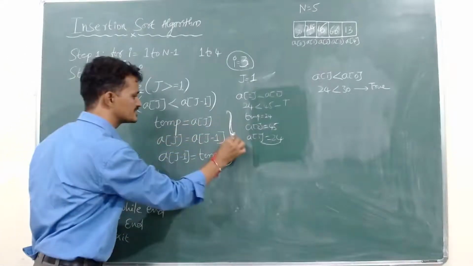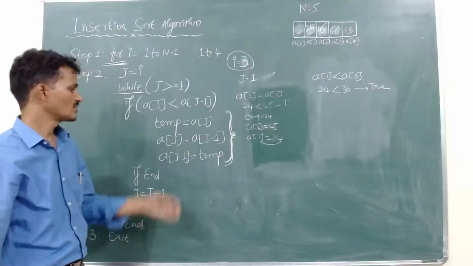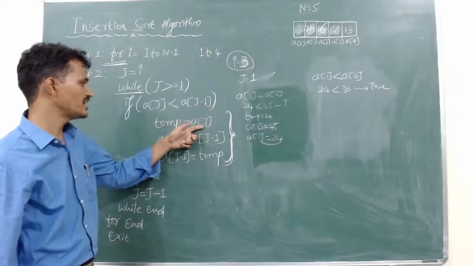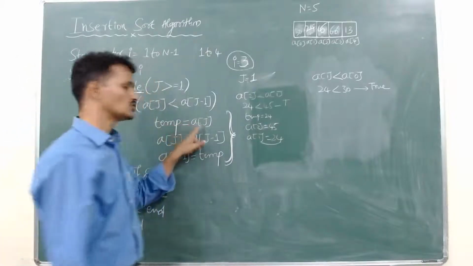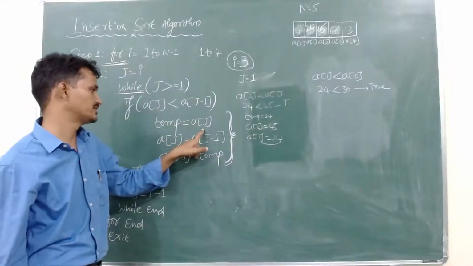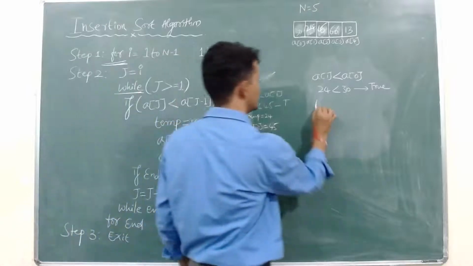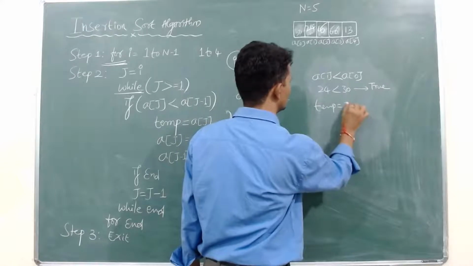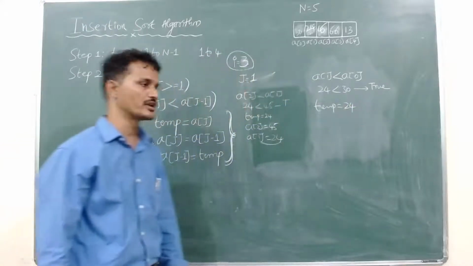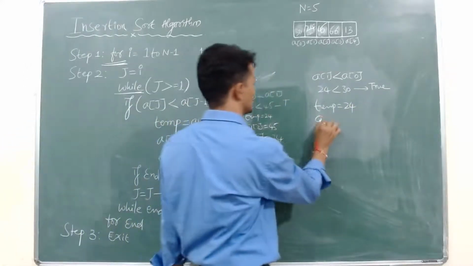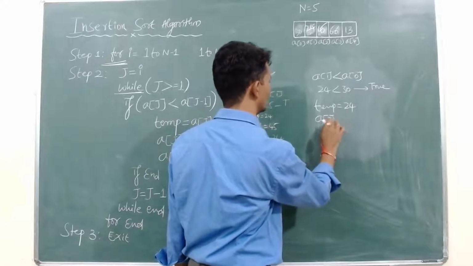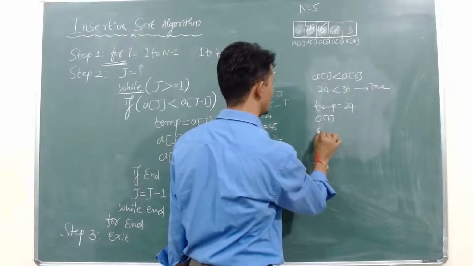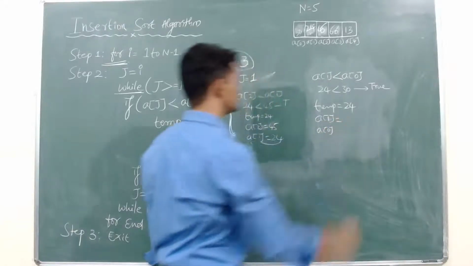Now, again, these three set of statements will execute. temp is equal to a of j. That means, a of j means a of 1. 24 will be stored in the temporary variable. Next, a of j is equal to a of j minus 1, that is a of 1 and a of 0.